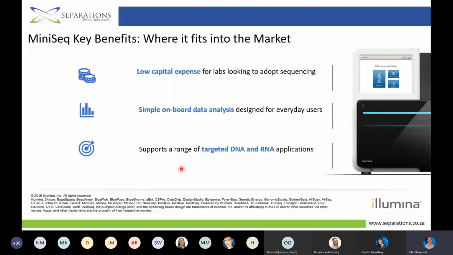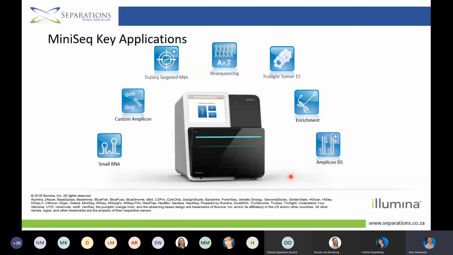And then it supports a range of targeted DNA and RNA applications due to the fact that it's extremely scalable and it's got that higher throughput than the iSeq offers you. So you've got more flexibility in terms of the library preps and the experiments that you can run on the system. So let's have a look at some of the key applications.